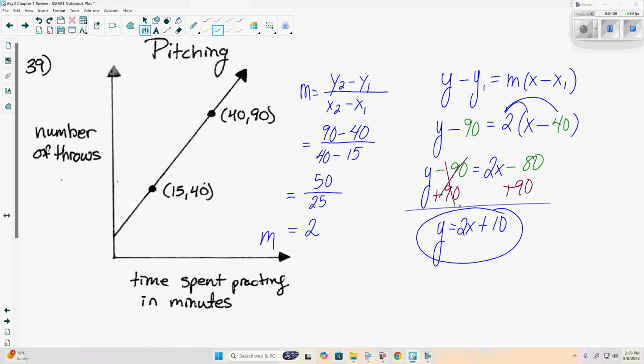The only one we can't use is 15 for x, 90 for y, because that's not a point on this graph. Questions on 39 before we look at 40.